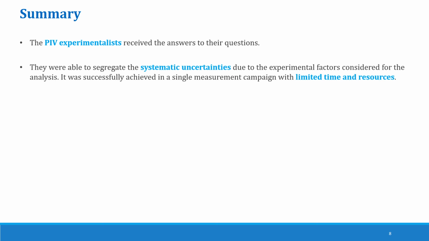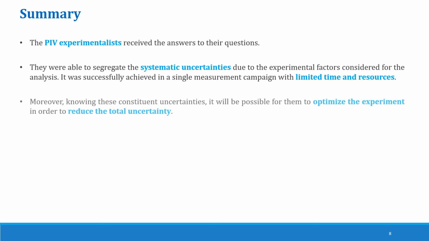Now let me summarize the work here with some bullet points. First of all, I am happy that PIV experimentalists received answers to their questions. They successfully applied design of experiments to calculate the systematic uncertainties arising from the different experimental factors. And it was possible in a limited amount of time in a single measurement campaign.